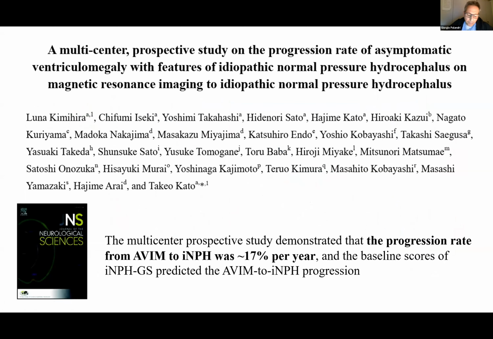What is the importance of ventriculomegaly as an incidental finding? In this beautiful Japanese prospective study, a series of asymptomatic patients was followed through the years, and it was able to demonstrate that the progression rate from asymptomatic ventriculomegaly to IMPH was nearly 20% per year, and the Japanese grading scale was able to predict the progression from asymptomatic to symptomatic patients.